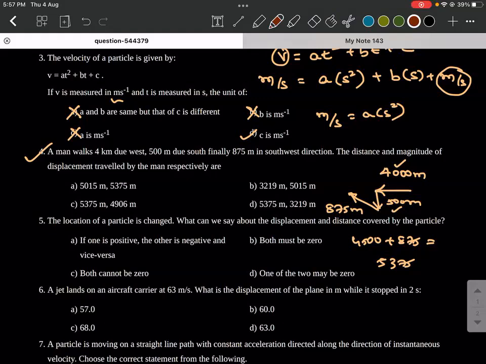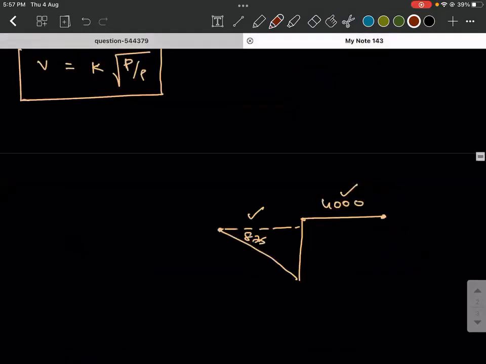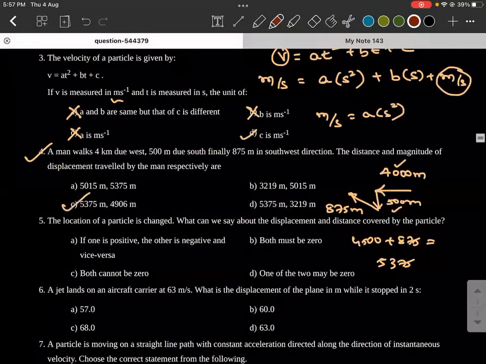Wait, sir. Okay, sir. It is greater than 4,000. You already 4,000 meters is covered here. So some more distance should get added for it to become the displacement. Is that right? Yes. So answer should have been 4,906 actually. Okay. So this should be the answer.